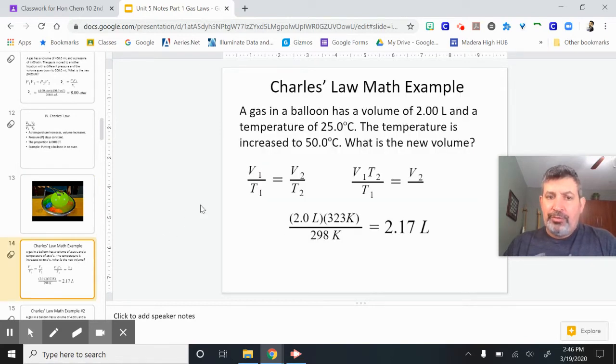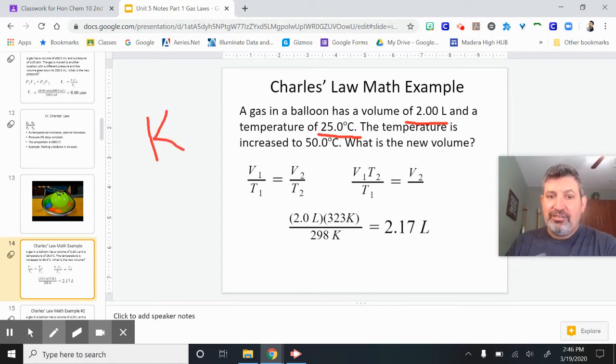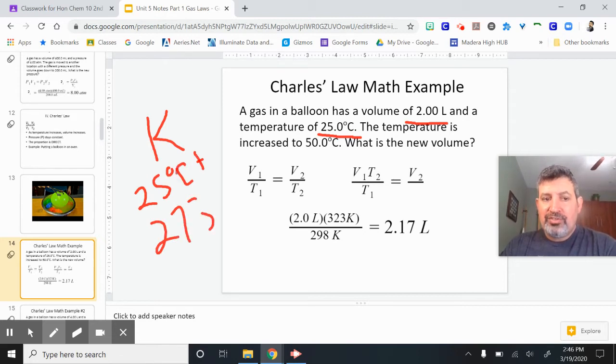Charles' law math example. Okay. Here we have a gas that has a volume of 2 liters and a temperature of 25 Celsius. Remember, when you're working with gas law problems, you never use Celsius. Get that into kelvins. So to get the kelvins, it's 25 degrees Celsius plus 273. You add those together, you get 298.